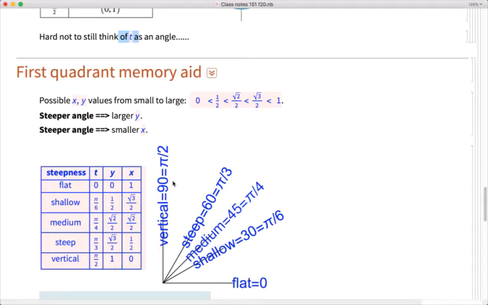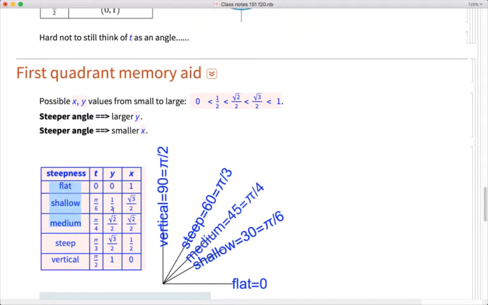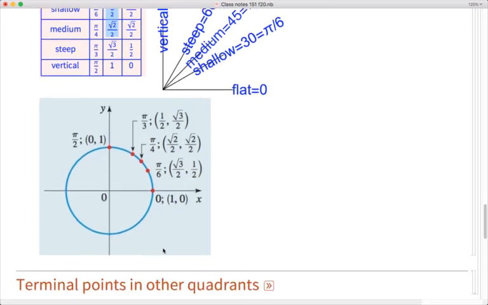When we look at these numbers t, we can think about them associated with an angle, and so we can still think about the steepness of that angle, and then just try to remember that as the angle gets steeper, the y coordinate is getting bigger, and as the angle gets steeper, the x coordinate gets smaller. So hopefully that helps you visualize or potentially memorize this picture in the first quadrant.